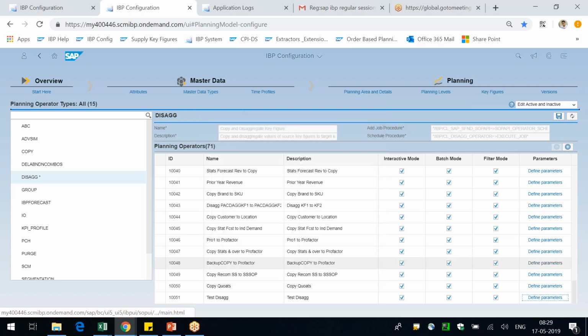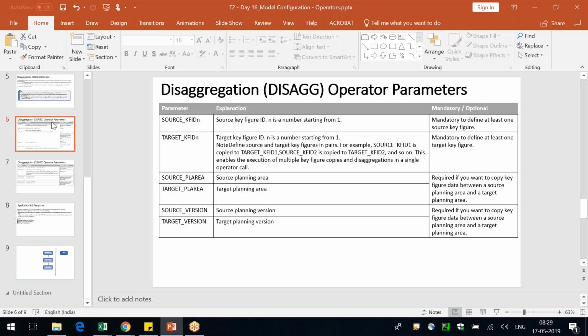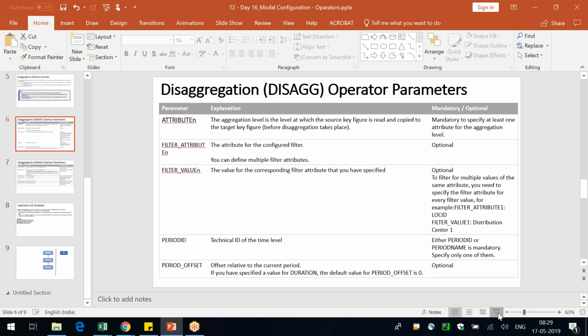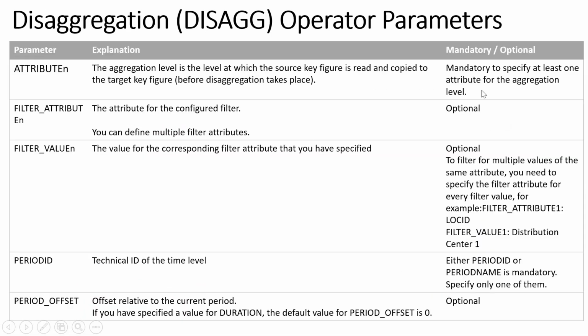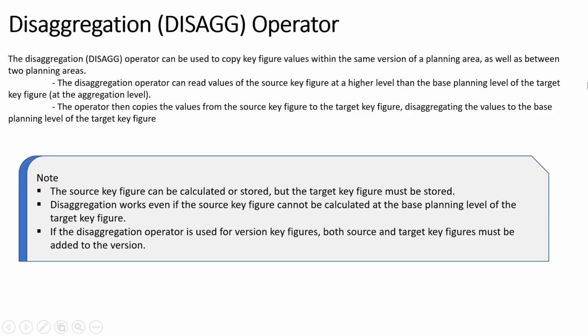And there is another mandatory attribute that we have to give for the disaggregation. Whether it's mandatory or optional, just like in the copy. Attribute n, the aggregation value is the level at which the source key figure is read and copied to target key figure before disaggregation takes place. That is mandatory. And we have to specify at least one attribute for the aggregation level.